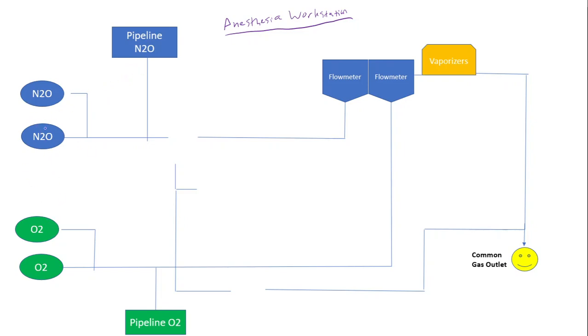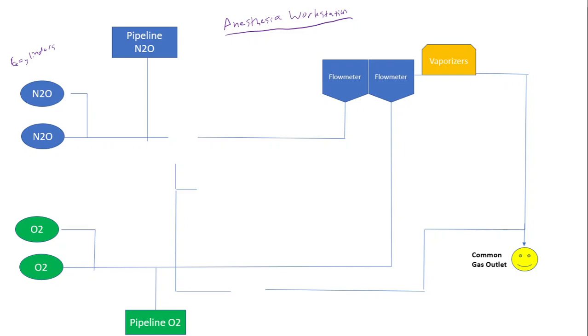So we always have these E-cylinders. They're called E-cylinders, so emergency cylinders. So we don't want to keep using this all the time. We want to use our pipeline first and save our E-cylinders for emergencies. These E-cylinders are located usually behind our anesthesia machine in the operating room.